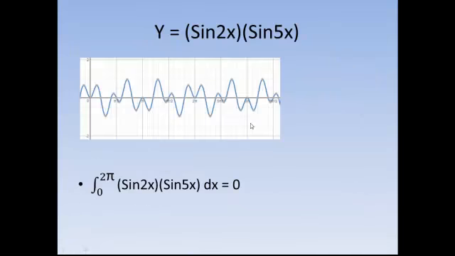y equals to sine 2x times sine 5x. So guys, these are the kinds of functions, these are the reasons why I'm basically making this video, because you will be needing these functions in Fourier series. You might have to integrate this function in Fourier series and find the result. So first things first, whenever you integrate this function from 0 to 2 pi, the answer is always 0.